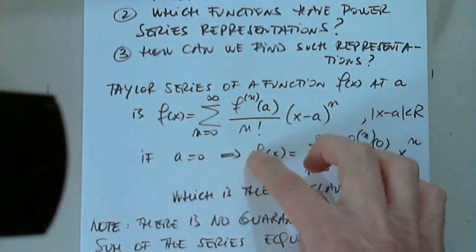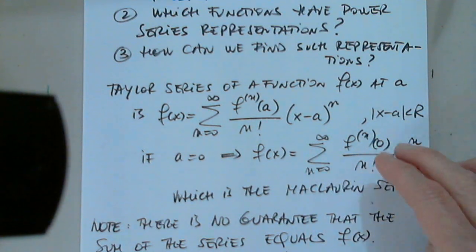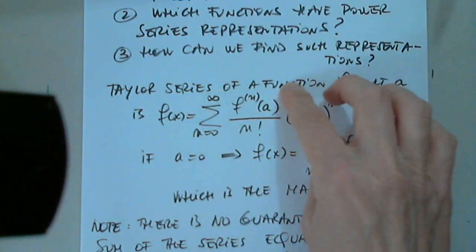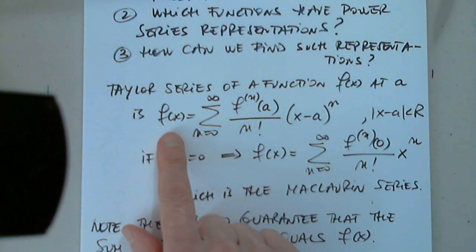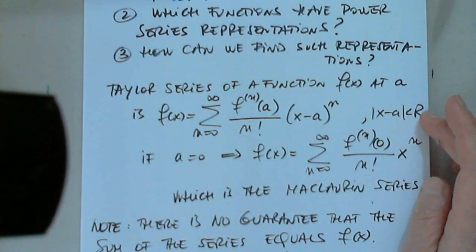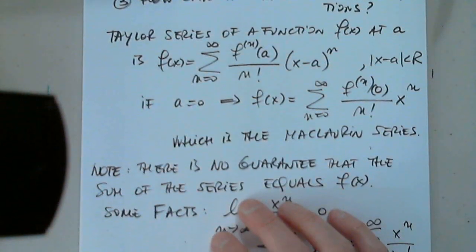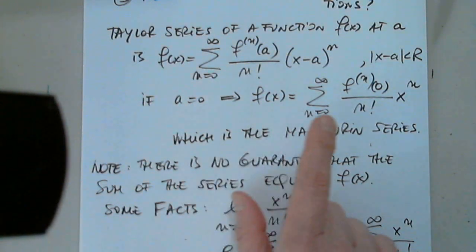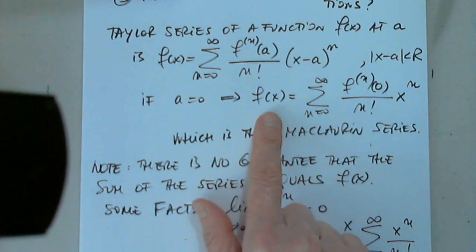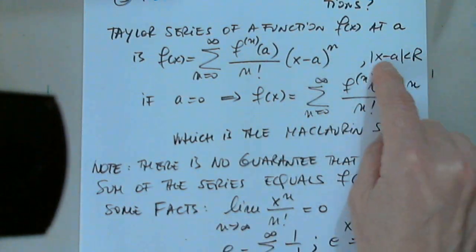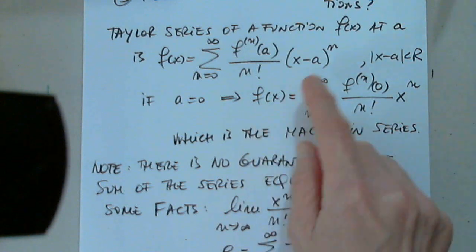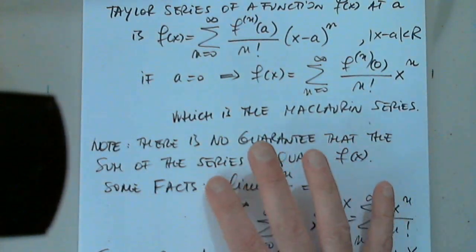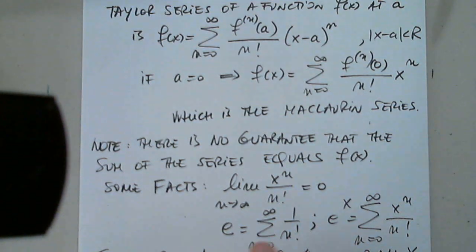And this is the Maclaurin series representation of f of x. This is a Taylor series representation of f of x. And of course, the radius of convergence is R. Note, there is no guarantee that the sum of the series equals the function. There is no guarantee that the sum of these series equals the function. The same thing here. And we have some facts that I would like you to add to table 1.